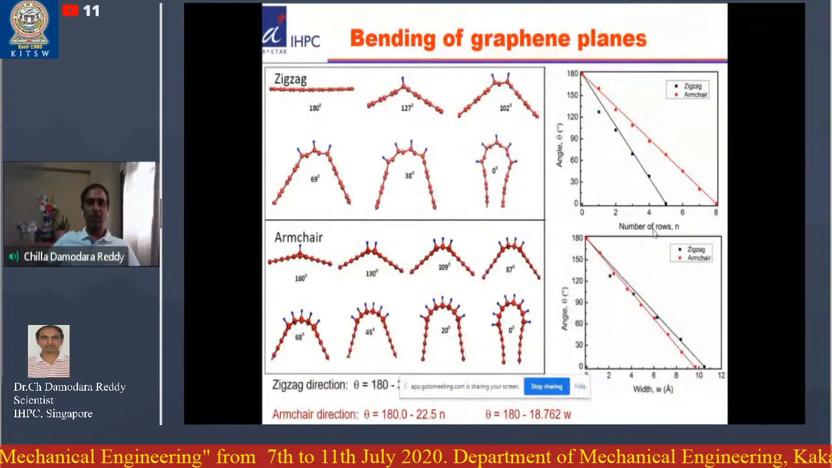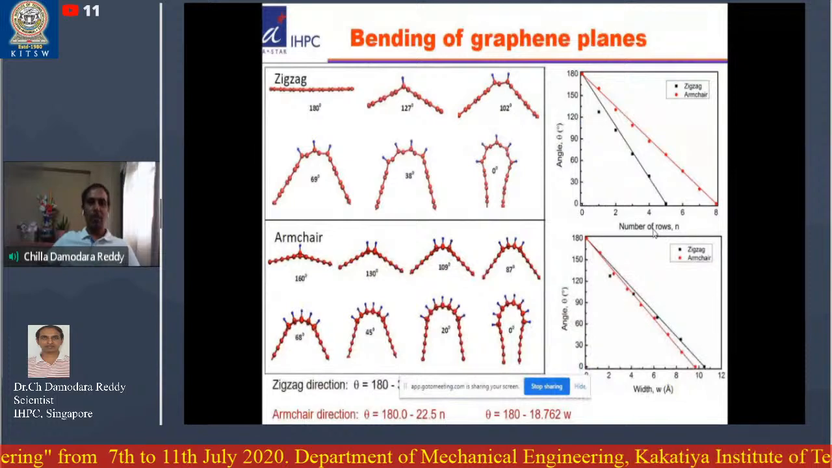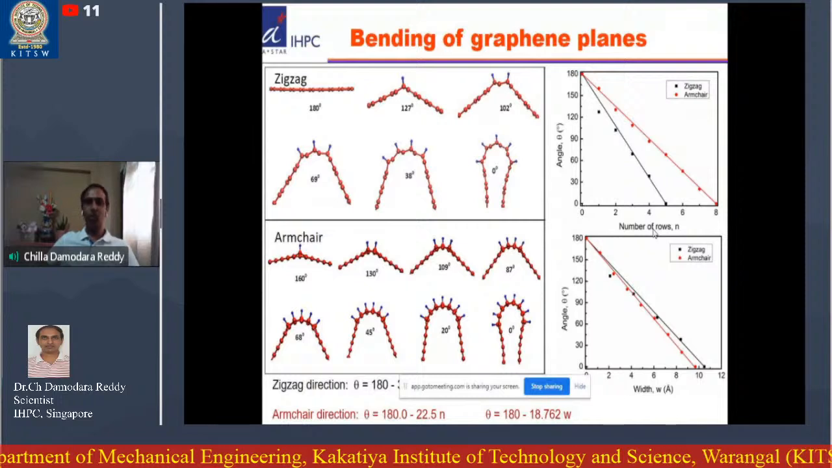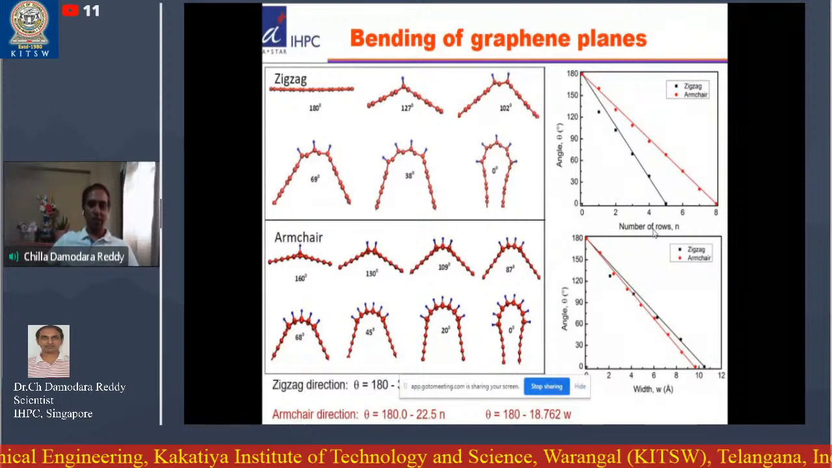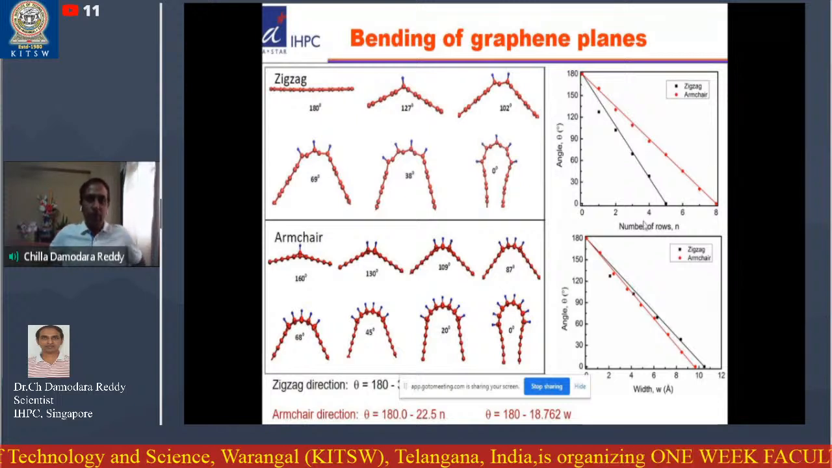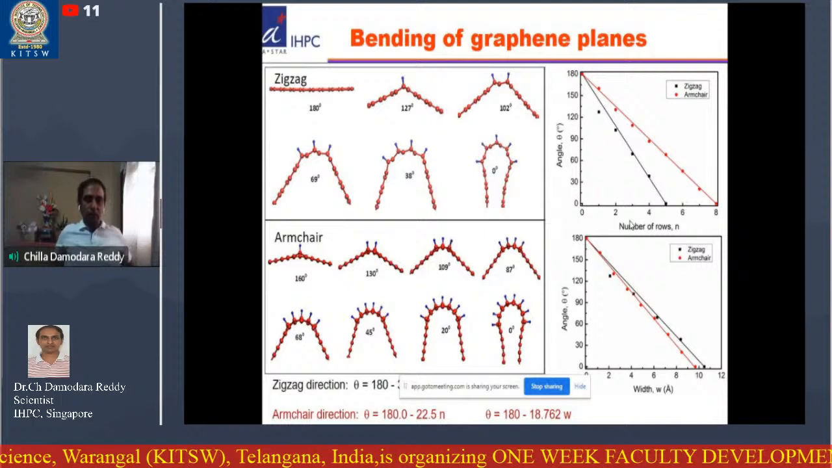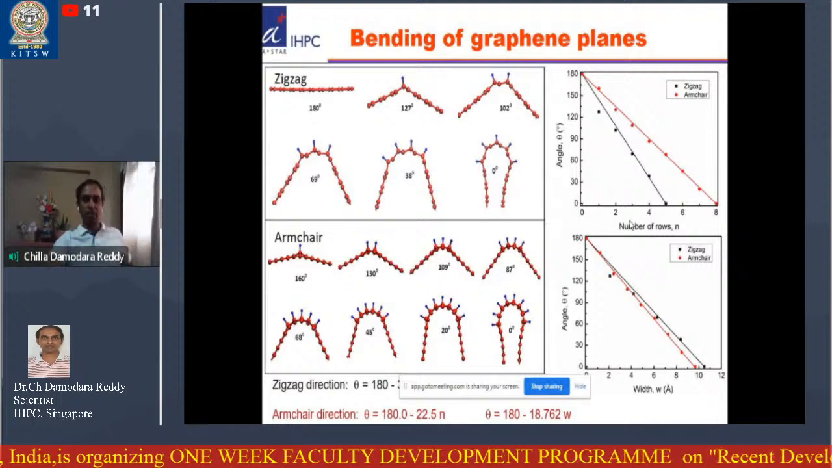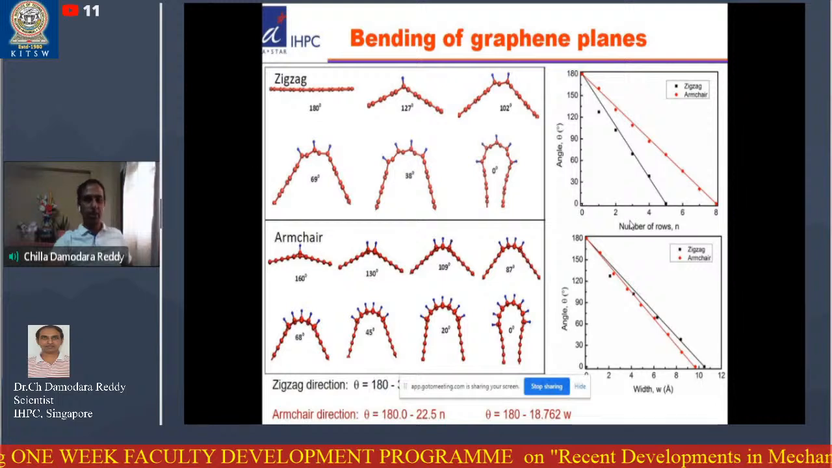Suppose you want to take the graphene sheet and try to bend it. Mechanically it is very difficult because of that scale. If you want to do it, we have to do it chemically. So if you want to do it chemically, you have to have a controlled environment so that you can bend these structures in the desired manner.